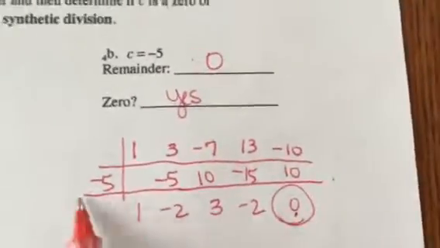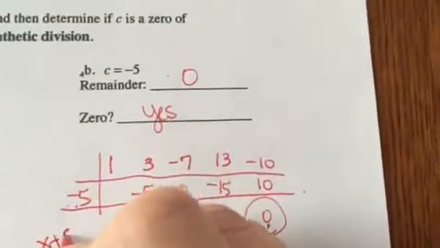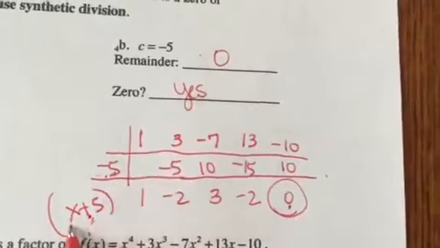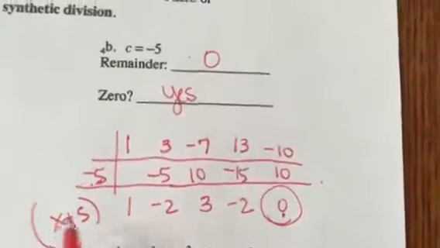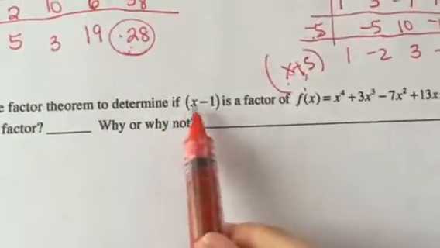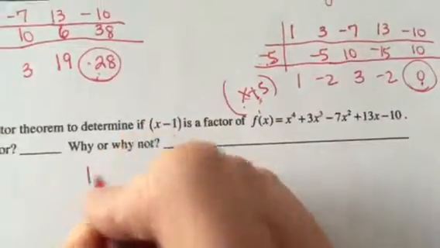You know what that also means? If this is a 0, it means that this is a factor. I didn't ask you this, but this is good for the future. Because see, look, if you would plug that in there, do you see how you would get 0? So once you find a 0, you've got a factor, which is kind of what this one says. It says use the factor theorem to determine if x minus 1 is a factor. So again, synthetic division. Always use synthetic division.